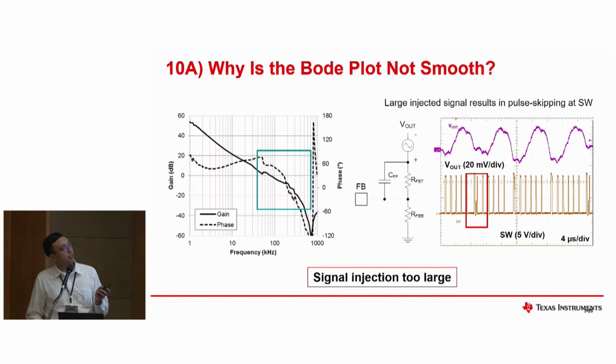Okay, so for this one, specifically for this type of application, the signal injection is too large. So the signal injected to the device during the Bode plot measurement is too high. The large injected signal results in the pulse skipping at the switch node, as you can see here.